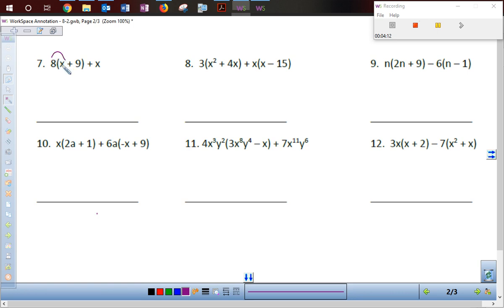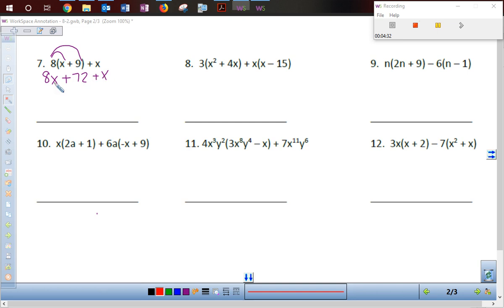I'm going to take that 8 times x, and I'm going to get 8x. And then I'm going to take 8 times 9, and I'm going to get 72. But since this x is not inside of my parentheses, I don't need to be multiplying it by my coefficient of 8 over here. I'm just going to bring it on down. And now if you look, I have an equation of 8x plus 72 plus x.